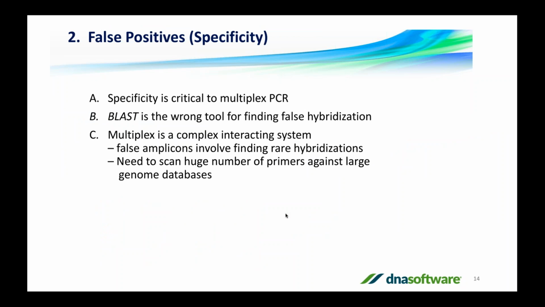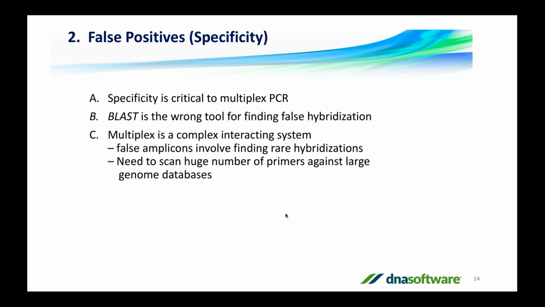So this brings us now to the second type of problem in PCR that we face, and that is the problem of false positives. False positives are the result of false hybridization occurring in your reaction. And for multiplex PCR, designing your primers to be specific is absolutely critical, because in a multiplex PCR, there are so many primers and so many amplicons that the possibility of getting cross hybridizations becomes huge and grows very quickly. In fact, it grows exponentially.